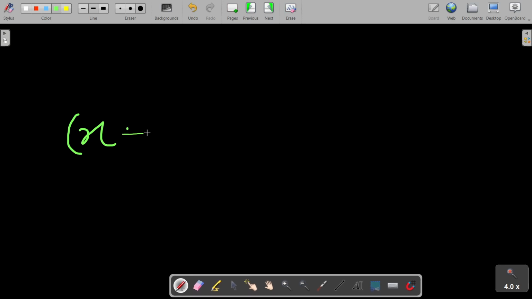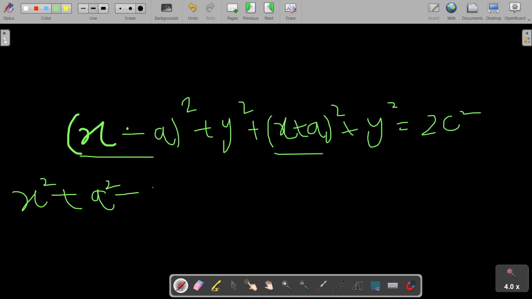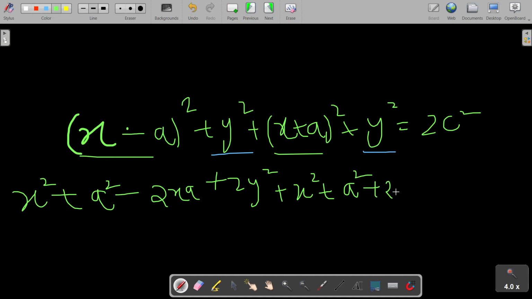Okay, (x minus a) whole squared plus y squared plus (x plus a) whole squared plus y squared is going to be equal to 2c squared. So let's expand these two terms. This is going to be x squared plus a squared minus 2xa plus y squared, plus x squared plus a squared plus 2xa plus y squared, and the y becomes 2y squared, equal to 2c squared.